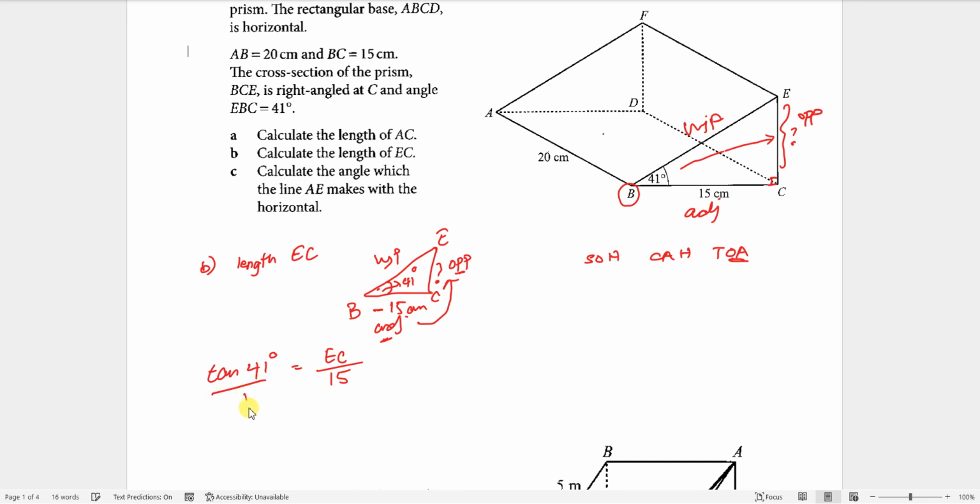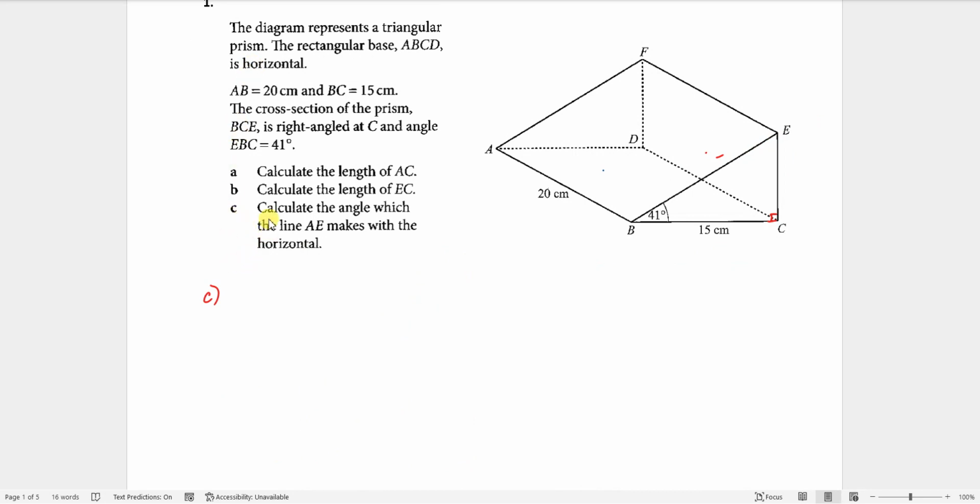So we cross multiply. EC is equals to 15 tan 41 degrees, which is equals to 13.0 centimeter, 1 dp or 3sf. I hope you are clear with the decimal point and significant figure.